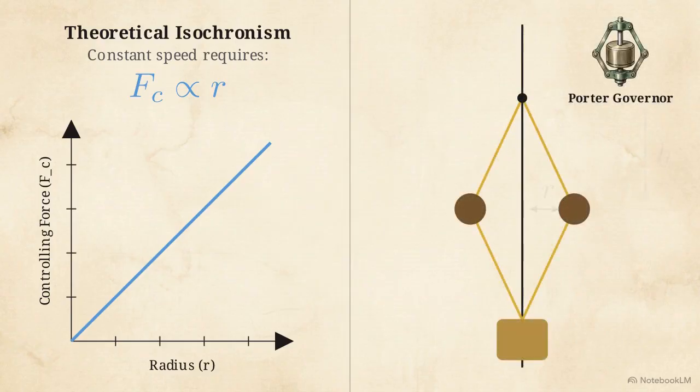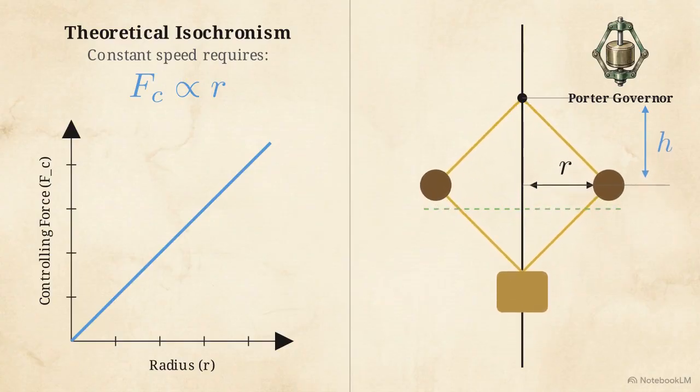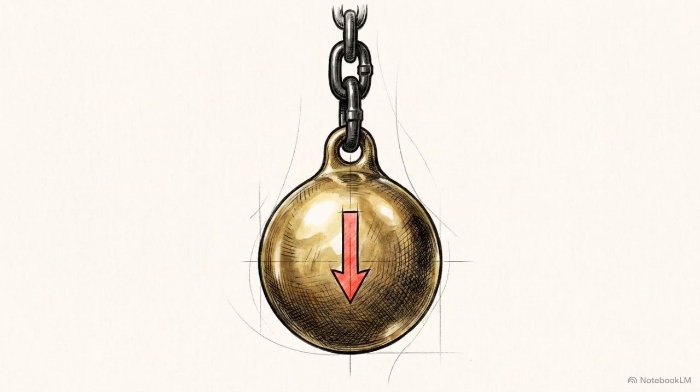For speed to remain identical while the radius changes, the vertical height from the pivot to the ball's center must remain constant. The rigid geometry of the Porter governor dictates that any change in radius strictly forces a change in height. Gravity-loaded governors must therefore accept a slight variance in mean speed to function.